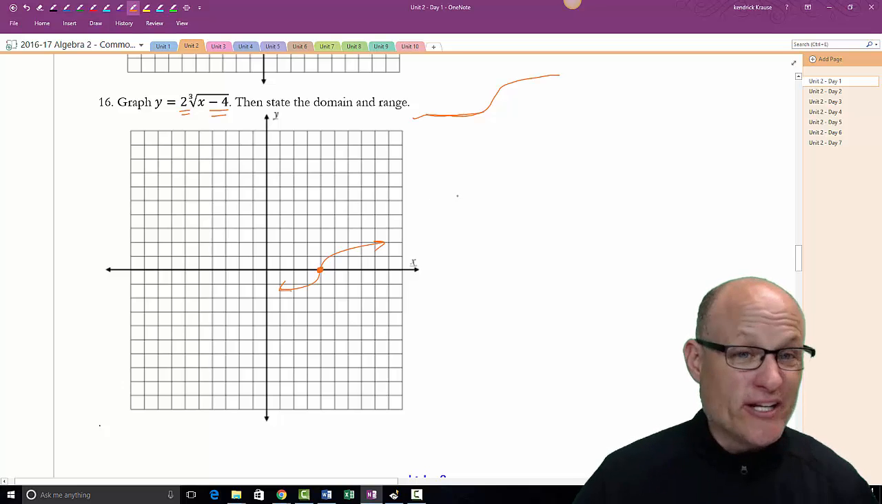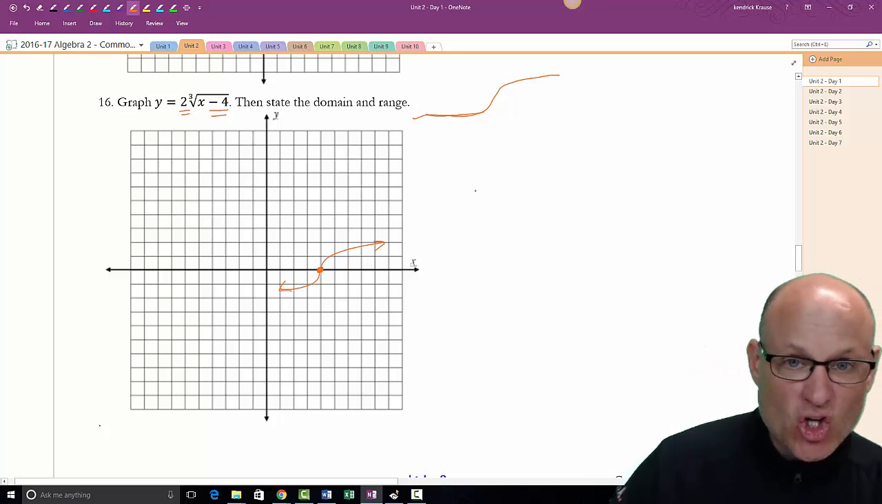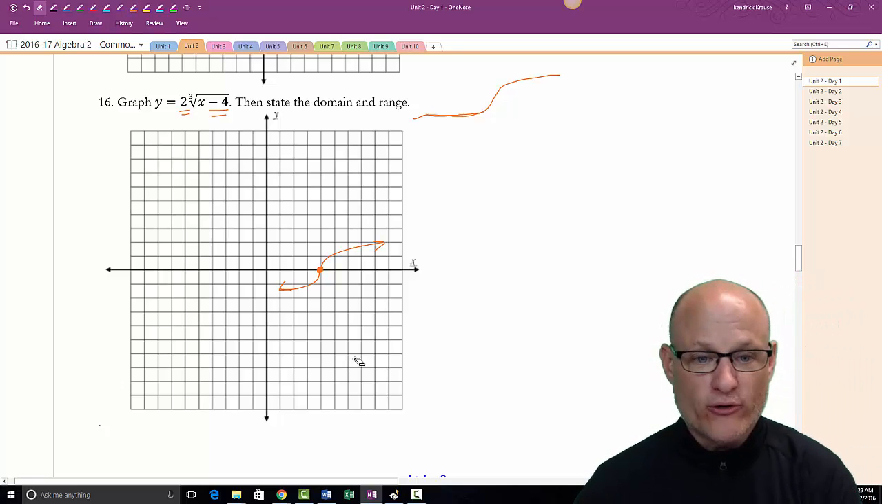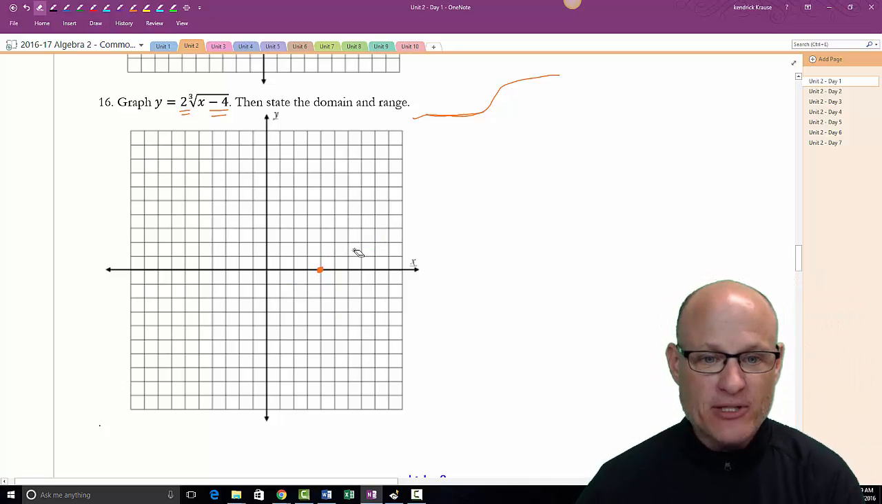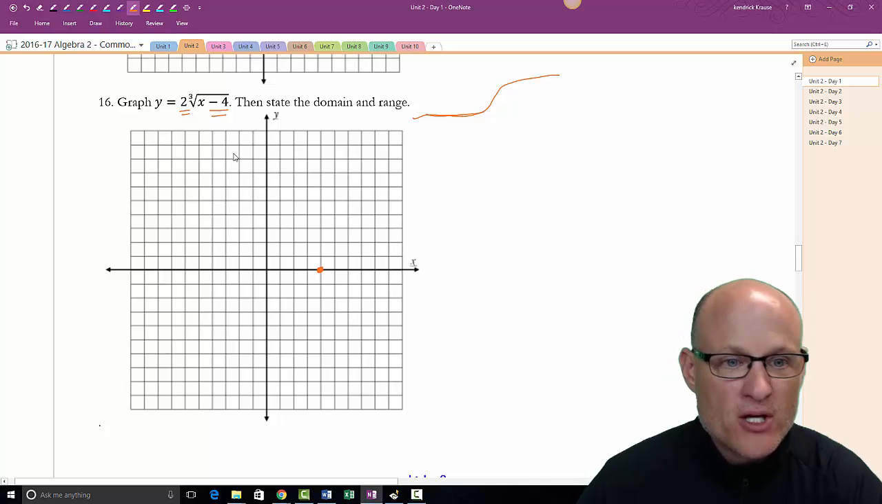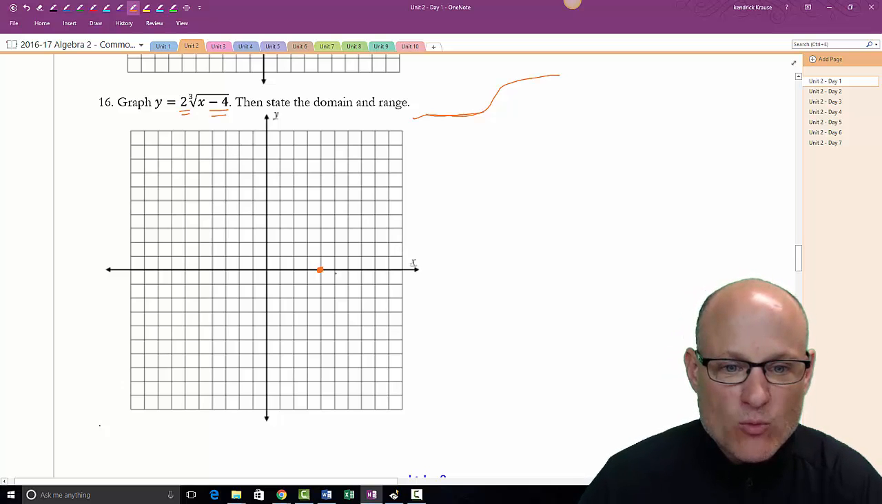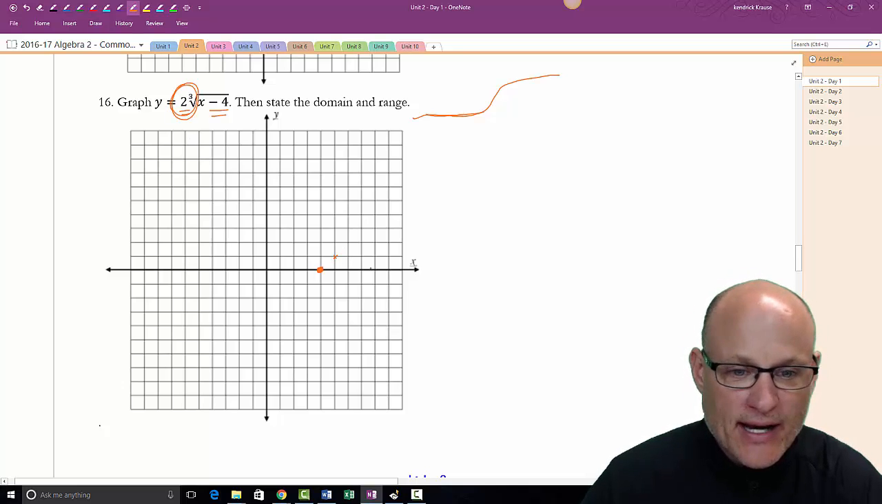But that's not good enough. That's not good enough for this course. That's good enough for some sloppy course. That's not good enough for this course. So normally I would go to the right 1 and up 1 because the cube root of 1 is 1. But because of this 2 again, I got to go to the right 1 and up 2.